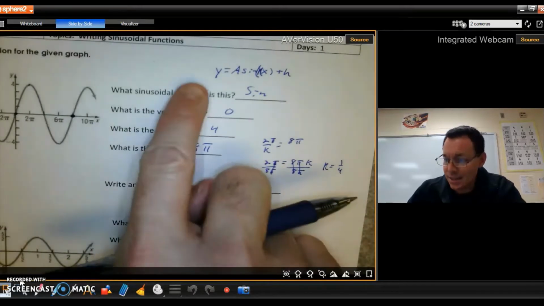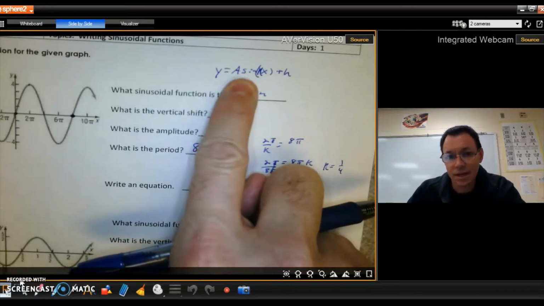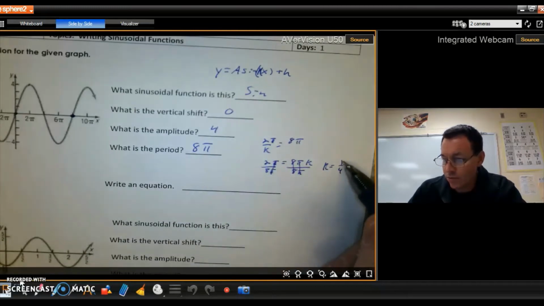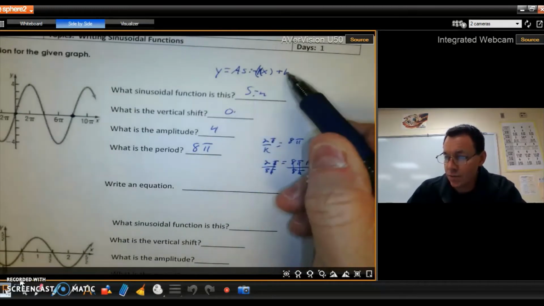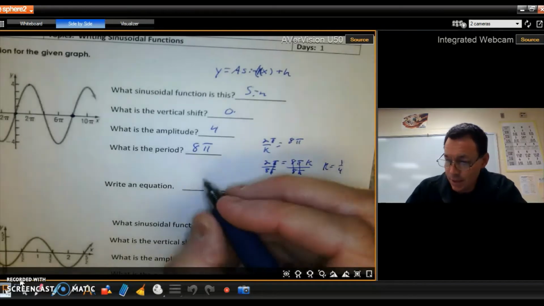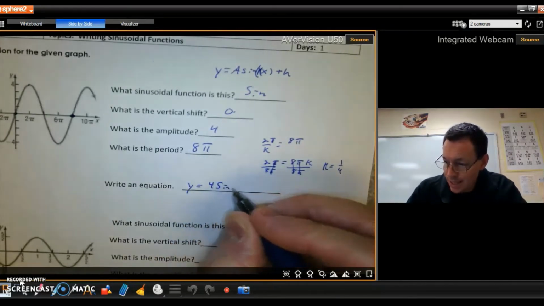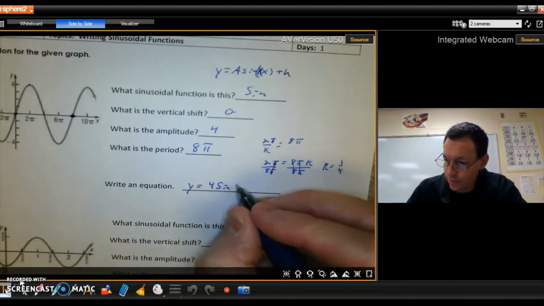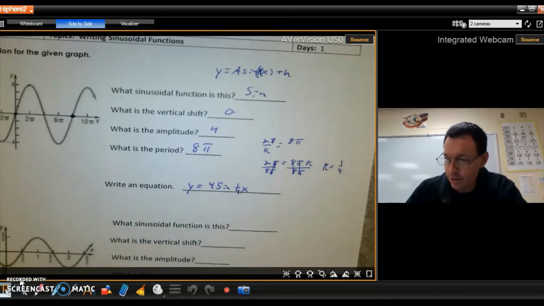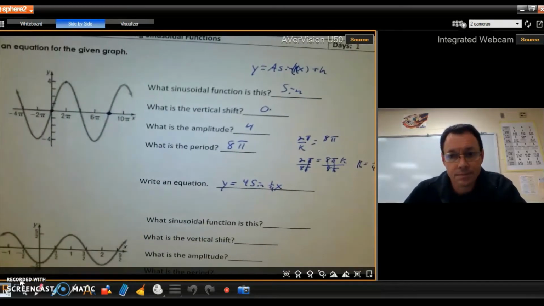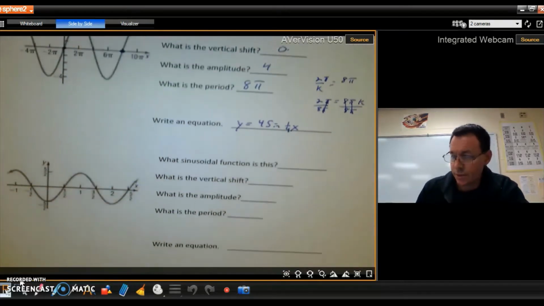So if I take this equation, this is a sine graph, and I plug in the 4, and in this case the 1/4, there is no vertical shift to plug in, I'm done. Y equals 4 sine of 1/4 x, and that is the equation that is the graph of. Okay? Let's look at the next one.